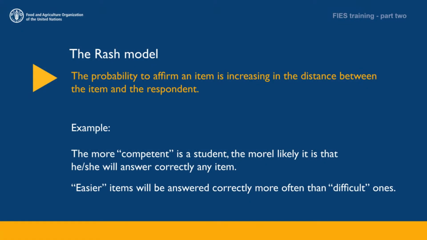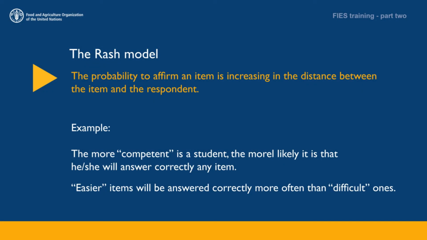You say that the probability of affirming an item increases with the distance between the item and the respondent. For example, the more competent a student is, the more likely it is that he will get the answer correct. The less competent the student is, the more likely it is that he won't get the answer correct. And the more difficult the question is compared to the competence of the student, the closer the probability is to 0. At the same time, easier items will always be more likely to be responded to correctly than difficult items.